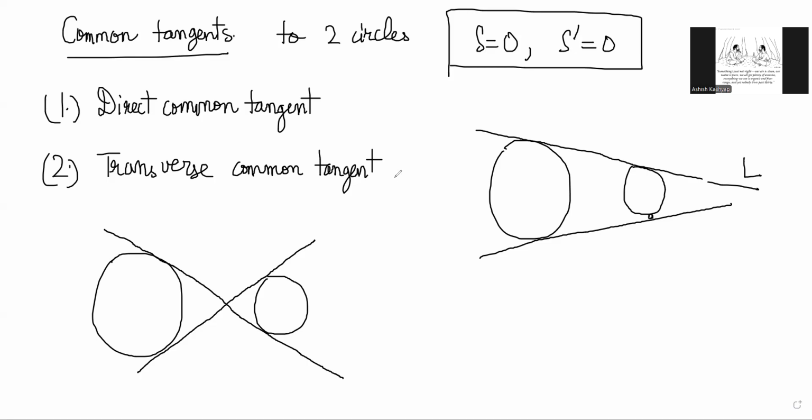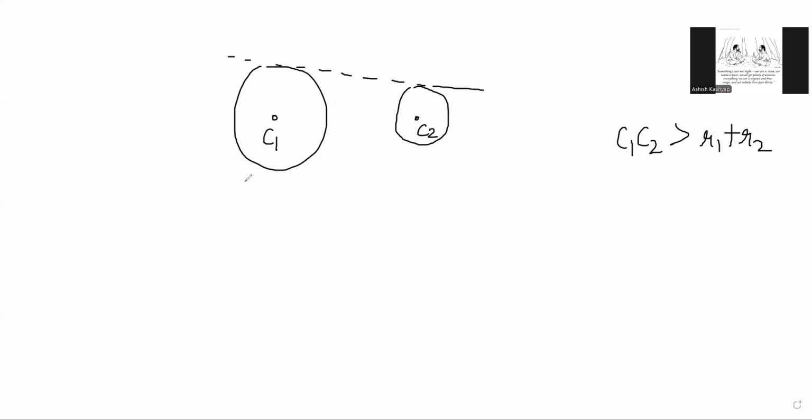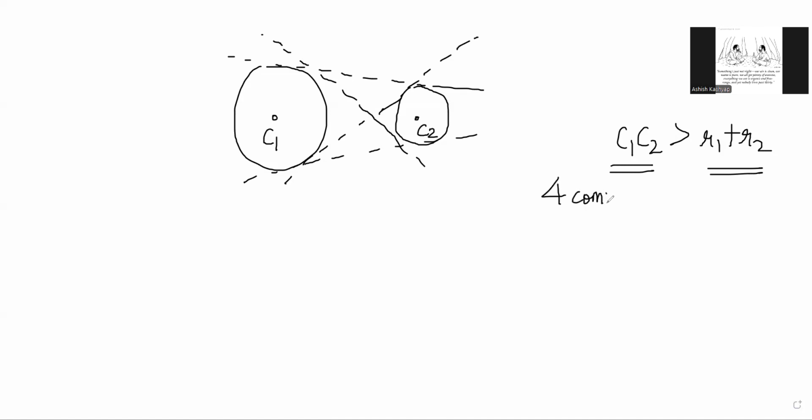So first of all, we want to understand how many possible tangents are there. So you have multiple cases. How many possible common tangents are there? If the two circles are far away such that the distance between their centers C1C2 is greater than R1 plus R2, then obviously you will have two direct tangents and you can also have two transverse tangents, right? So if C1C2 is greater than the sum of the radii, the two circles are far away, you will have four common tangents.